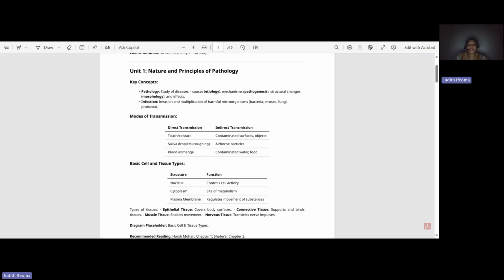Infection. This simply means the invasion and multiplication of harmful microorganisms in the body. Let's list a few. We have one, which is bacteria. An example of a bacteria is Streptococcus mutans.